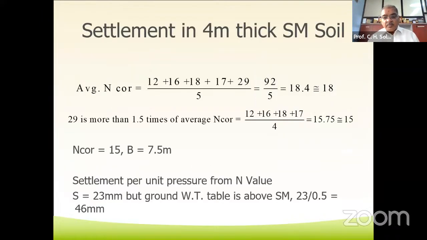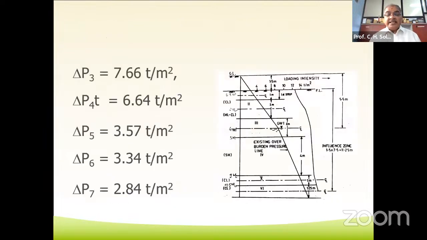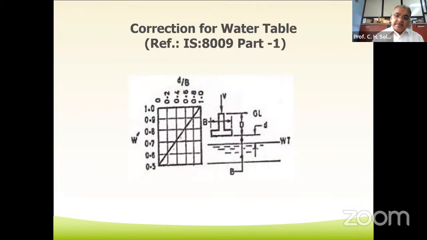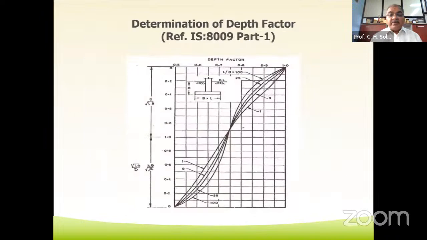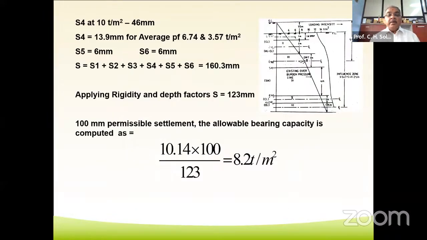Looking at these values, and as told to you, based on the N value, the settlement of the 4th layer has been computed, considering the N value presented in the borelog, which has been given for the silty sand layers. Considering all this, and the effects of the water table, taking the rigidity factor and depth factor into consideration as per the IS code, it has been found that the total settlement of layers S1 to S6 is 123 mm.